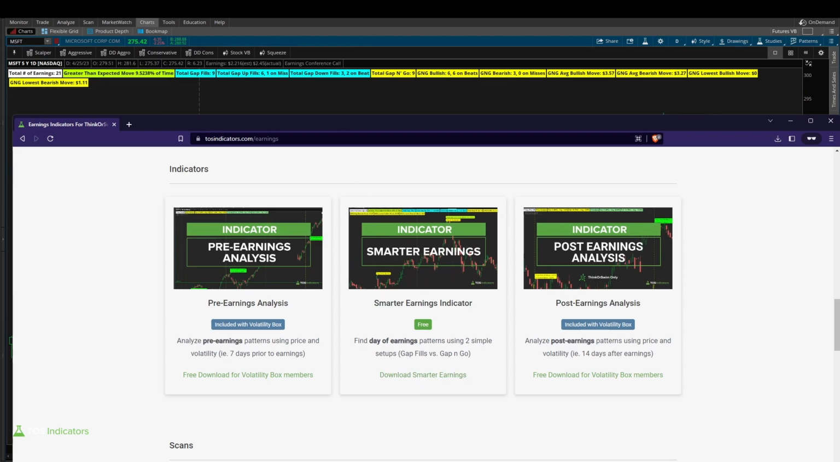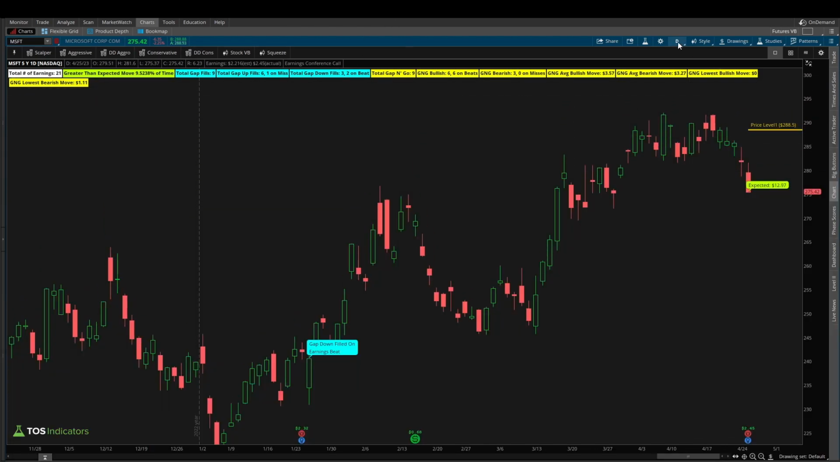Now with the indicator loaded on and 5 years worth of data, we can try and determine what the earnings tendencies are inside of Microsoft. There's two sets of labels here I'll focus on. The first is the blue set, the second is the yellow set.